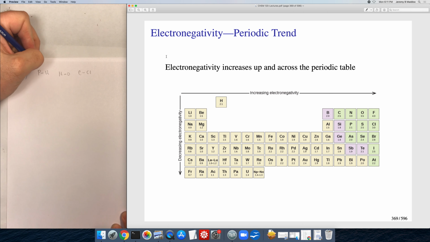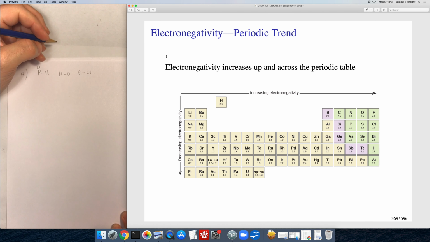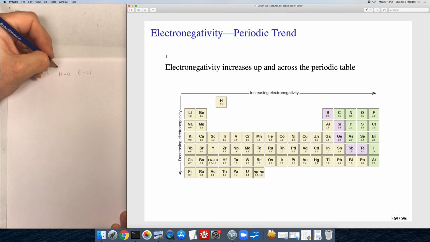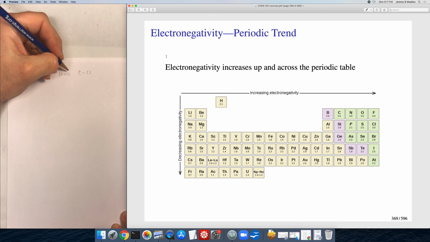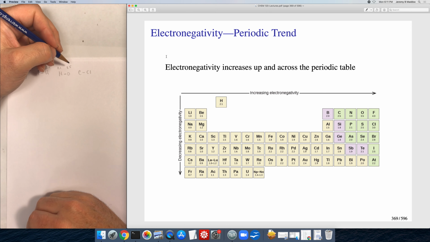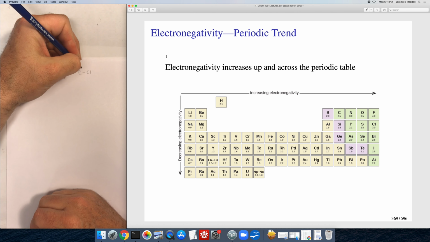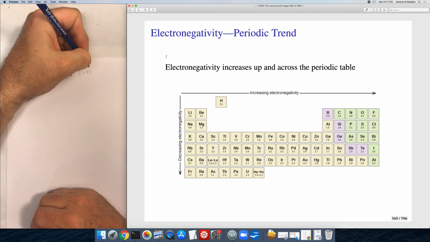So for phosphorus, we have a 2.1. For hydrogen, it's 2.1. For oxygen, it's 3.5. For carbon, we have 2.5. And for chlorine, it's 3.0.